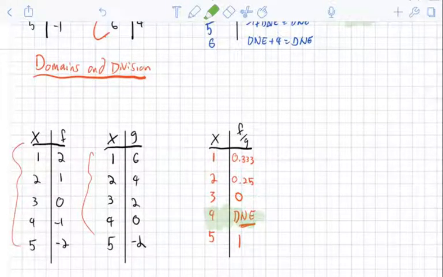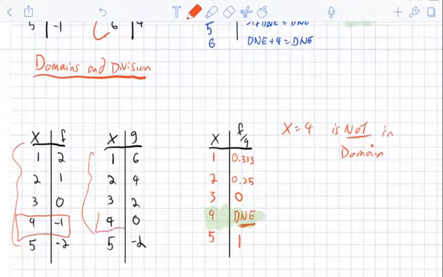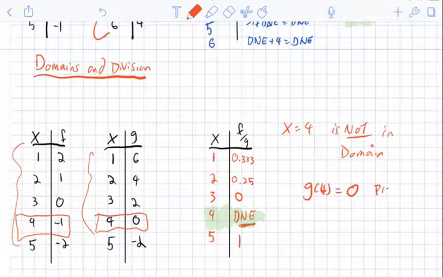X equals 4 isn't in the domain. Because the output isn't defined. Why isn't it in the domain? It was in the domain of both of these. Right? Those are both defined. The issue here isn't that the individual functions don't have outputs that are defined for x equals 4. It's that g of x, g of 4, is equal to 0. That's the problem. You're not allowed to divide a number by 0.